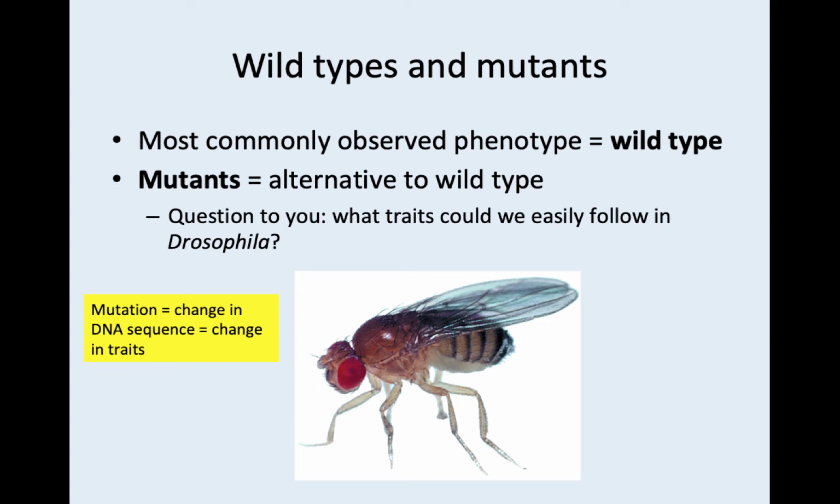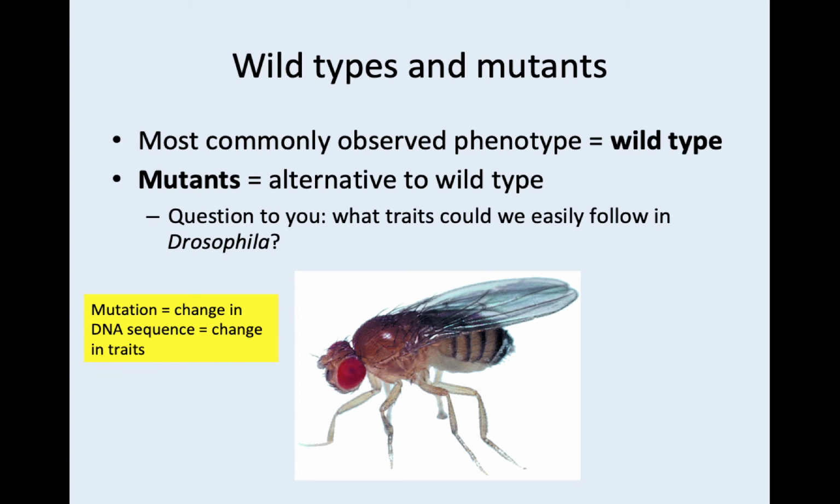So a mutation is a change in the DNA sequence, and that leads to a change in the protein. And that, in the case of this fly, in the traits we're going to follow, is going to lead to a change in the appearance of the fly. Mutations don't always lead to a change of appearance, of course, because your proteins do many, many things in your body, but we're going to follow mutations that look different, so they're really easy to tell.